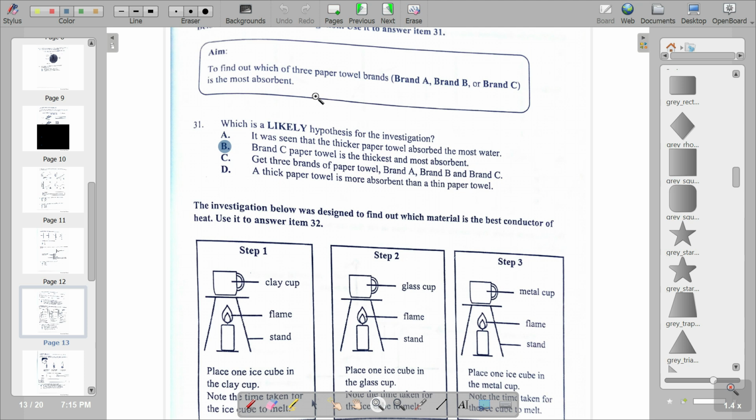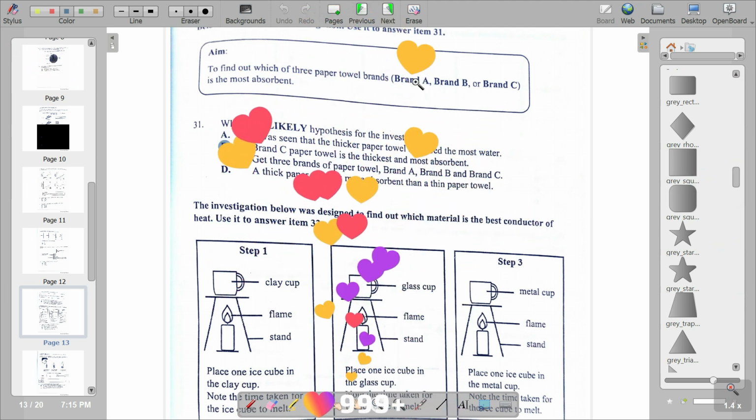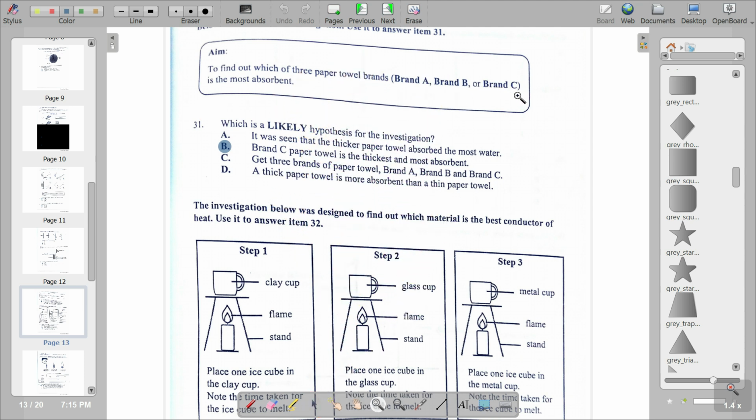I didn't choose that because it mentioned nothing about any of the brands, and we're actually trying to find out brand A, brand B, brand C. So this one definitely can't work. B, brand C paper towel is the thickest and most absorbent. I chose that one because it's more representative to say that it's checking all the different brands and it came back with brand C being the better of all the brands, or the best.